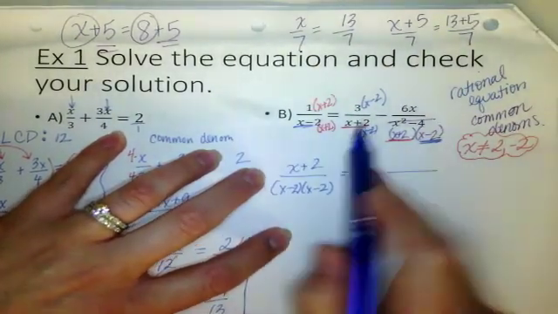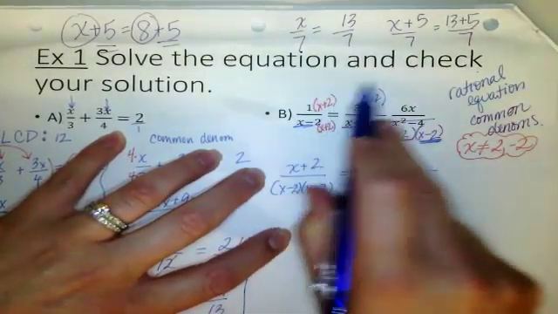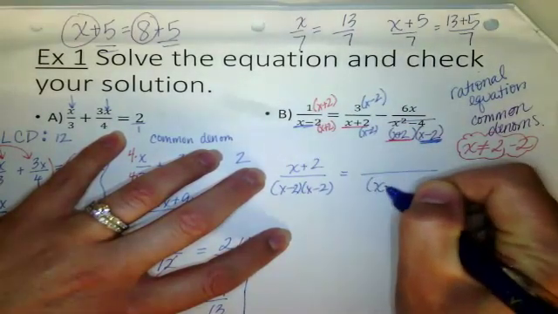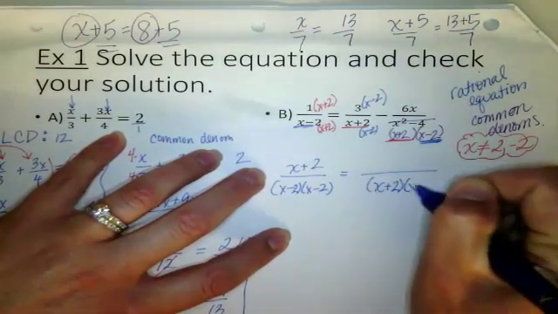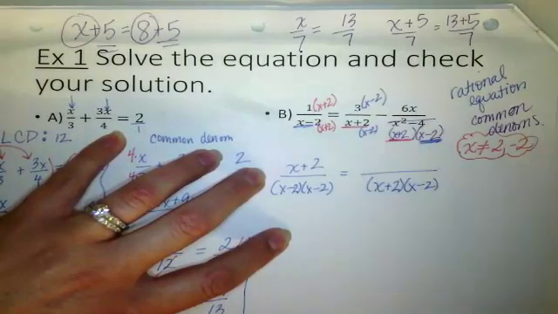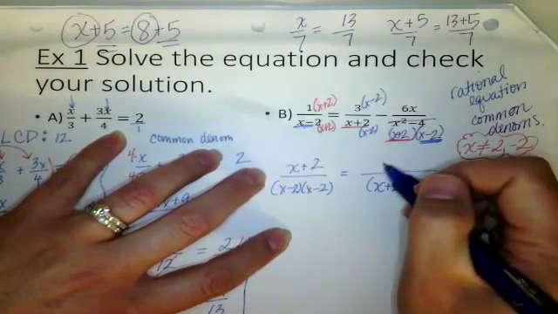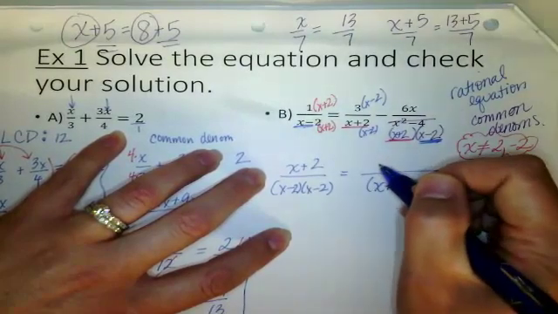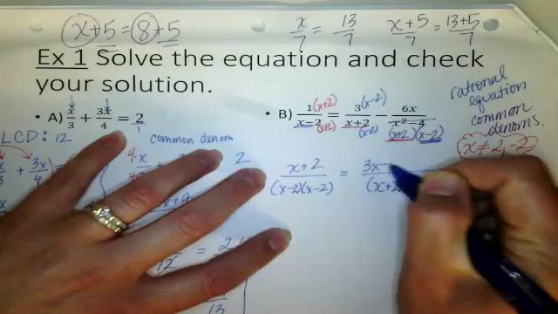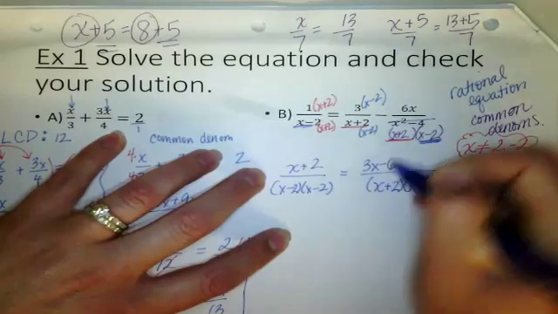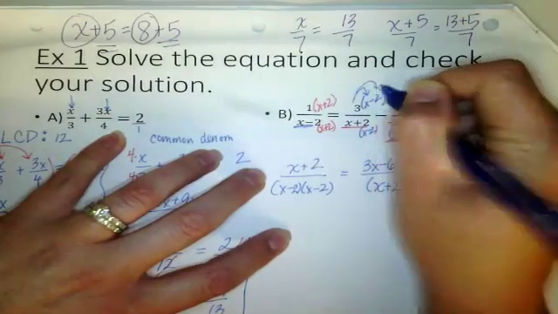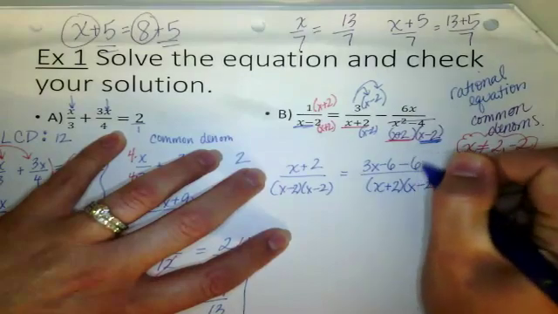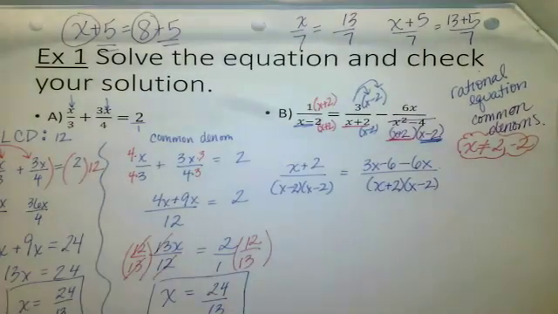And my right-hand side has a giant common denominator. So I'm just going to write it over that common denominator. What's in my numerator? 3x minus 6, because I need to distribute my 3, minus 6x, right? Okay, so now, since my denominators match, do I need to worry about them?